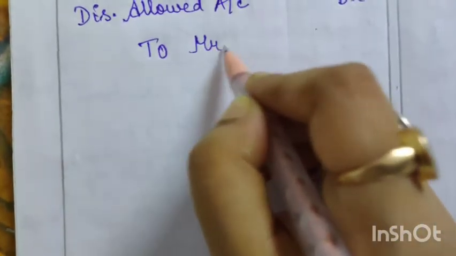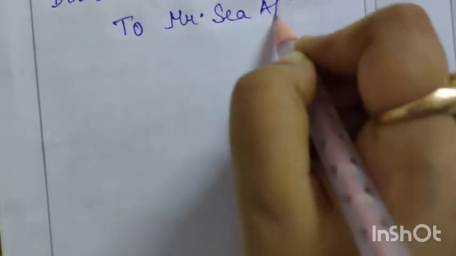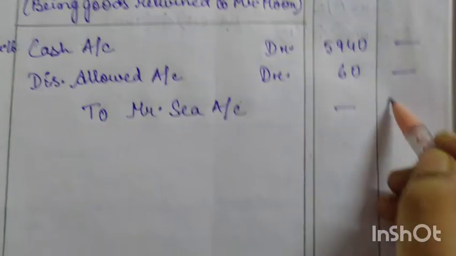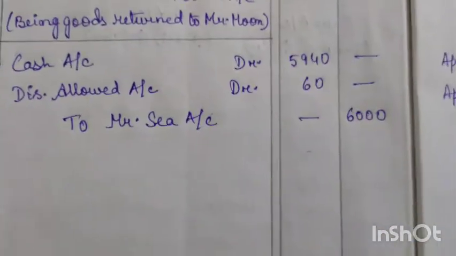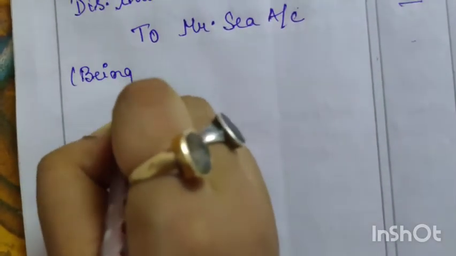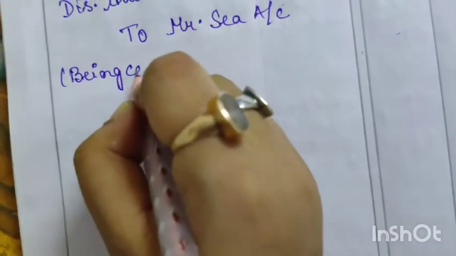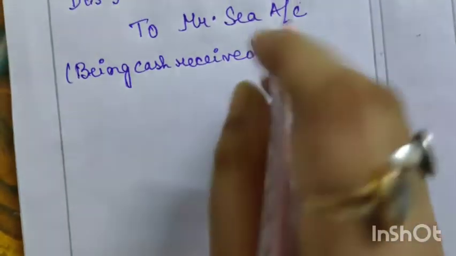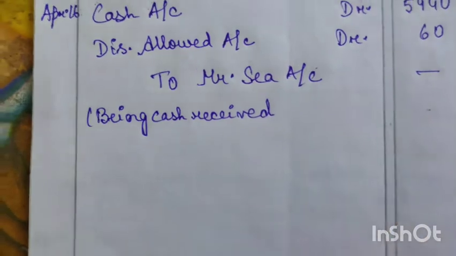Mr. C's account. To Mr. C account, how much we are supposed to receive from him? Earlier, as we can see, 6,000. So the total amount we will write here is 6,000. Okay, clear everyone? Now we can write the narration. Being cash received or amount received, you can write the same thing. Cash received and amount received is the same.